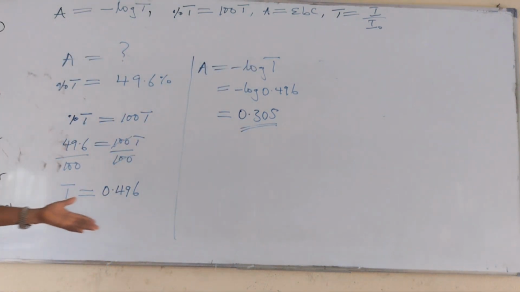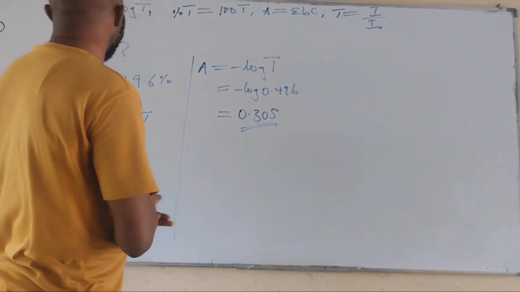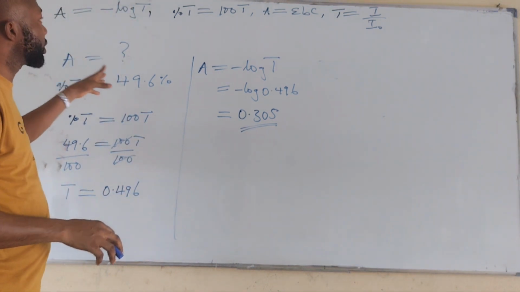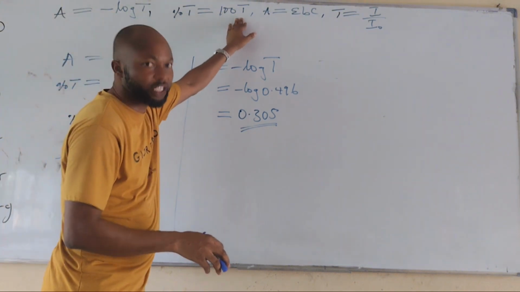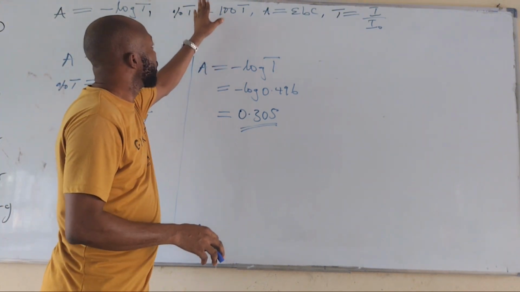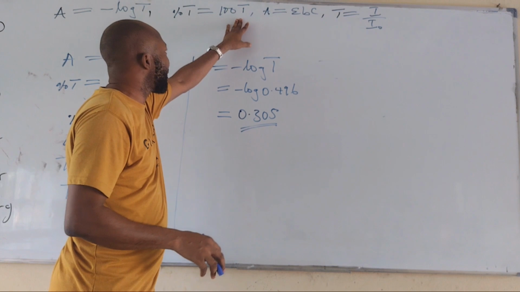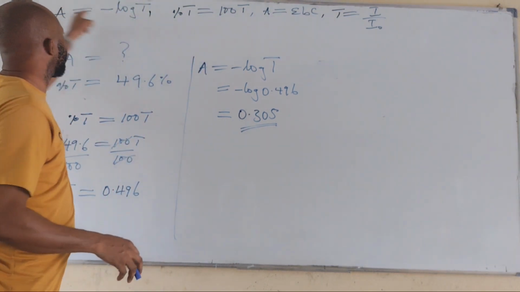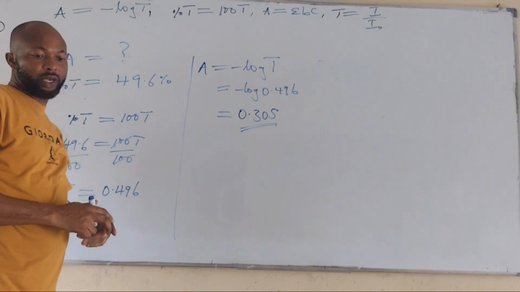So the question wasn't a direct question. They gave us the percentage transmittance and asked for absorbance. So we have to convert, since we know that percentage transmittance is equal to 100 times transmittance. We convert it to get our T, then we bring it down here, which is minus log T, which will give us our absorbance. And that is how we proceed.